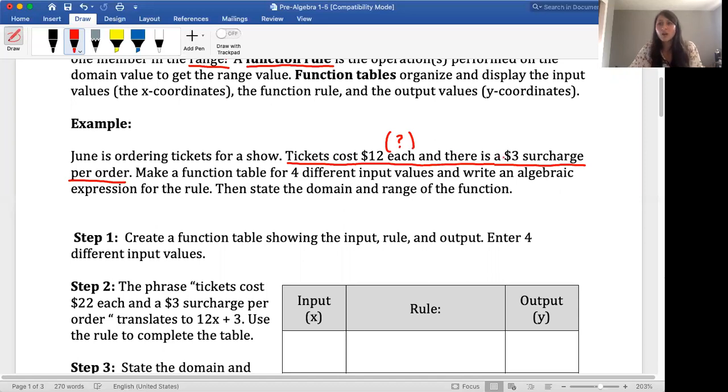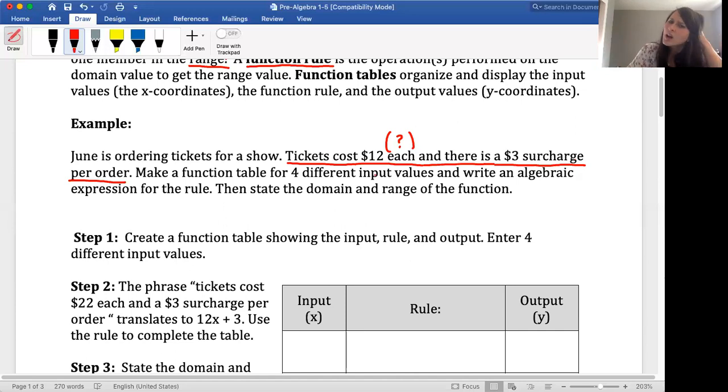But I do know that every order I put in, like if I put in an order of 10 tickets, or 5 tickets, or 100 tickets, it doesn't matter what my order is and how many tickets I'm buying in one order, there's a $3 surcharge. So that means I have to pay $3. Maybe it's a transaction fee or some type of fee that I have to pay for any order that I place.